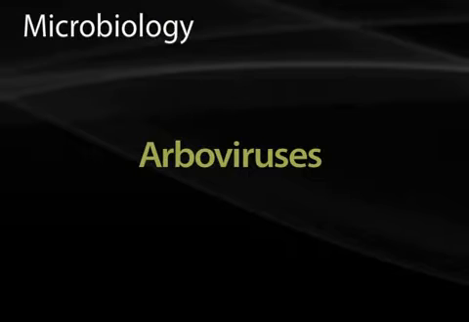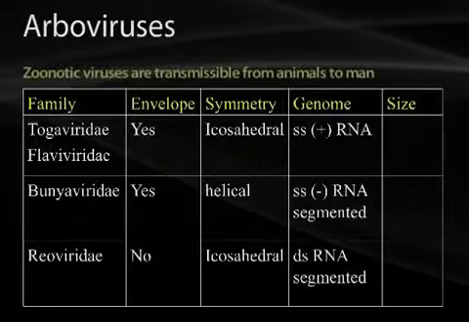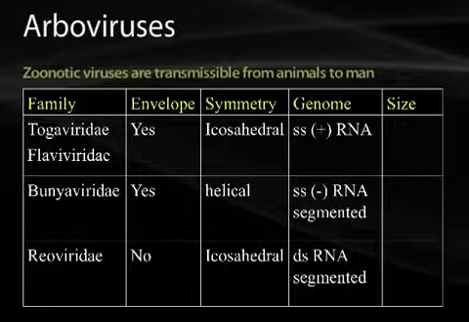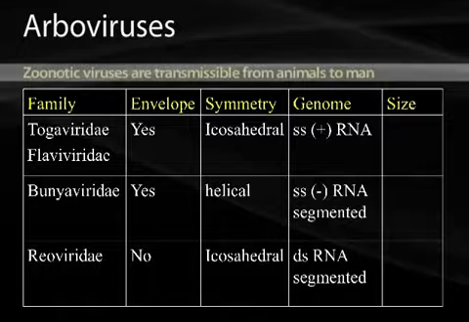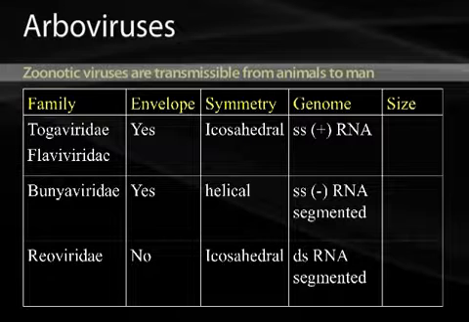We're going to talk about arboviruses. This table helps you organize your thinking about arboviruses. They are zoonotic viruses that are transmissible from animals to man. We'll talk about togaviruses, flaviviruses, bunyaviruses, and reoviruses. You have to remember that rotavirus and Colorado tick fever virus are also zoonotic.